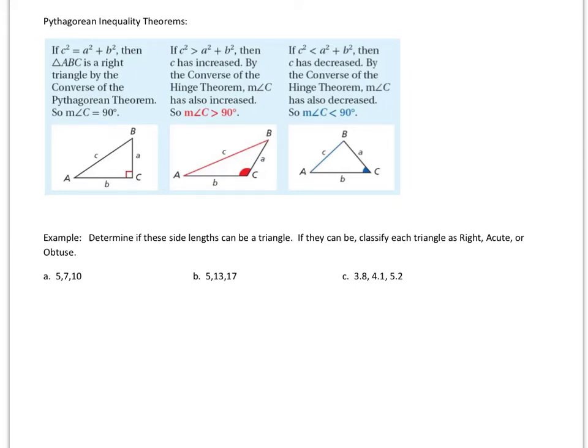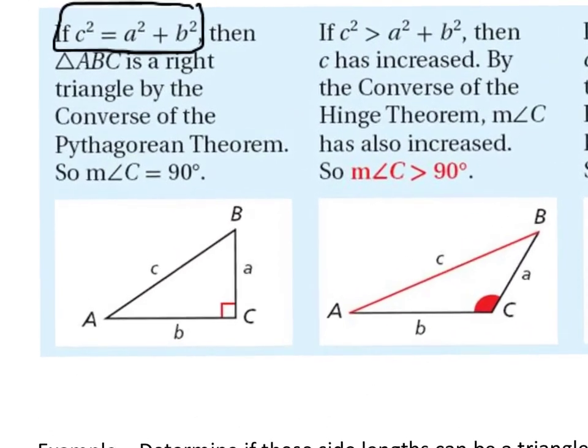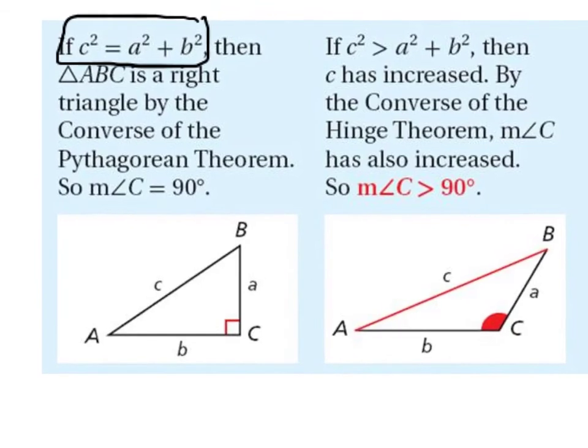Lesson 7.1, Triangle Inequality Theorem applied with the Pythagorean Theorem in right triangles. So what we're looking at here is the statement that if you use the Pythagorean Theorem and you get a statement that has c squared equal to the sum of the two legs squared, you have a right triangle. And we've proven that already.